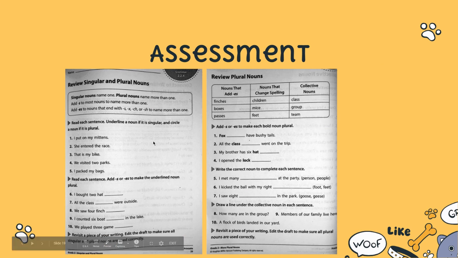Now, this is your assessment. This is page 39 and page 44. This is just reviewing singular and plural nouns, adding S, adding ES, identifying the collective nouns. And remember, a collective noun is a group of people, animals, or things. It's a group. They are in a group, they're doing something together. Think of the example choir. In the choir, the people are singing. You see? And collective nouns are not the same as plural nouns, okay? So collective nouns are not plural nouns.